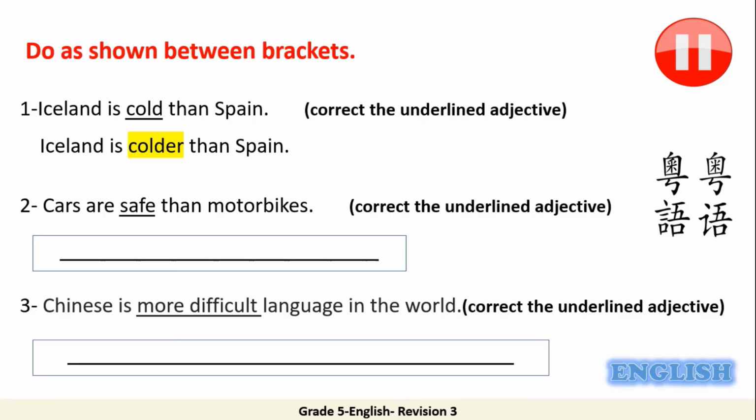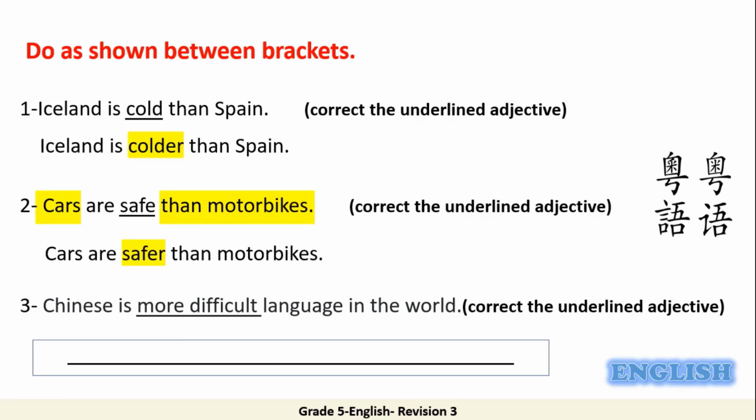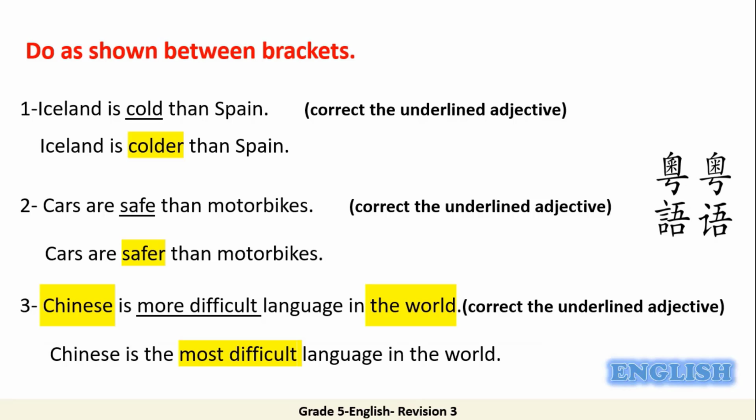Let's see the answers. Number 2. Cars are safer than motorbikes. The answer will be cars are safer than motorbikes. Number 3. Chinese is more difficult language in the world. The answer will be Chinese is the most difficult language in the world. Well done.